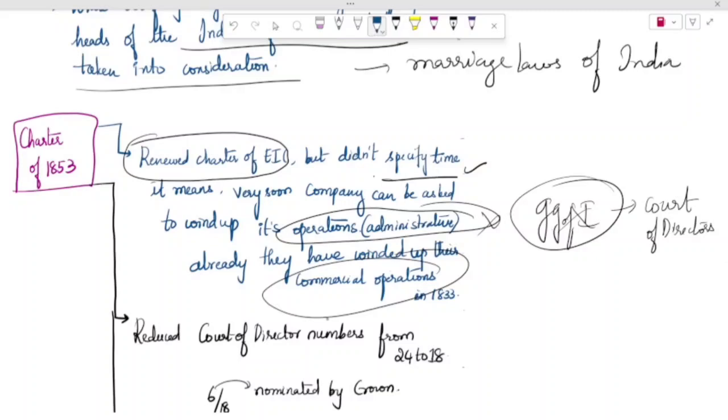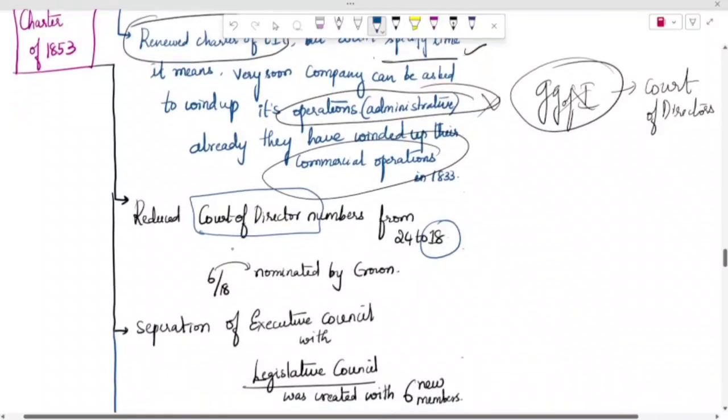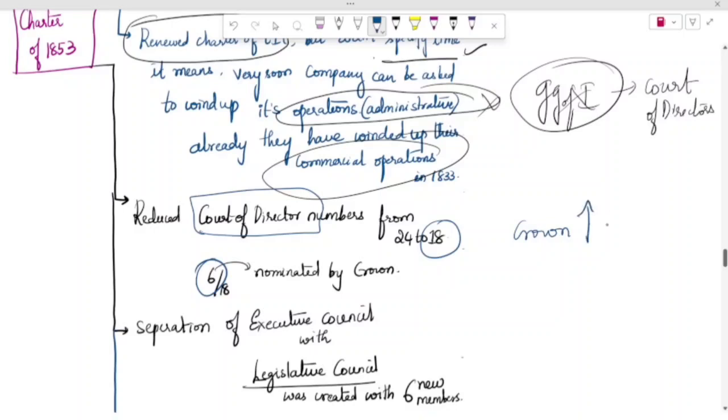So it reduced the Court of Directors' numbers. Previously 24 members were there. Now they have become 18. Of those 18, 6 were nominated by the Crown. So we can see that slowly the Crown is increasing its numbers and reducing the power of the Court of Directors and the East India Company.